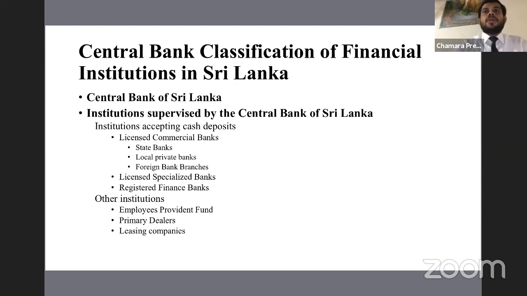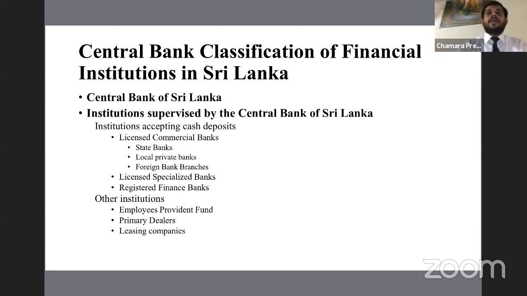That can be categorized into two parts: institutions accepting cash deposits, and other institutions. Institutions accepting cash deposits are licensed commercial banks, which can be categorized into state banks, local private banks, and foreign bank branches, and then licensed specialized banks and registered finance banks. These are the three institutions coming under institutions accepting cash deposits. And then other institutions: employees provident fund, primary dealers, and leasing companies.